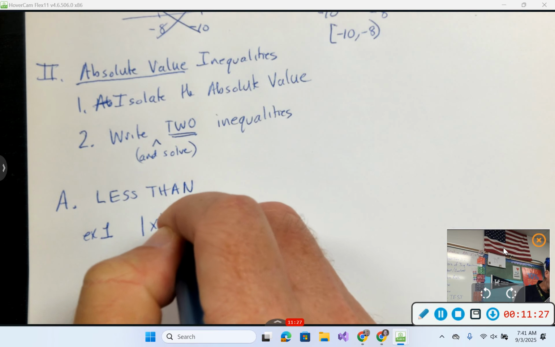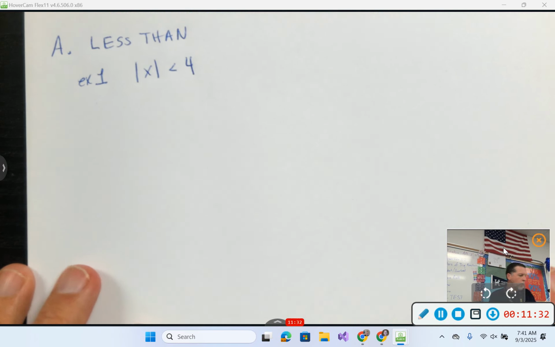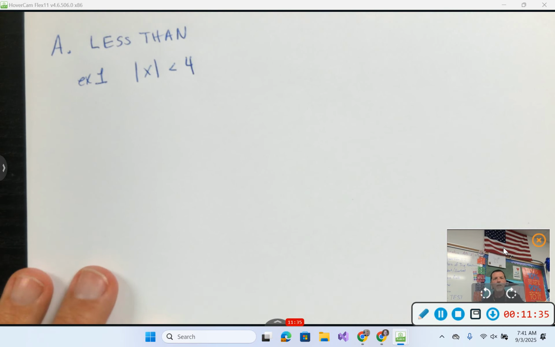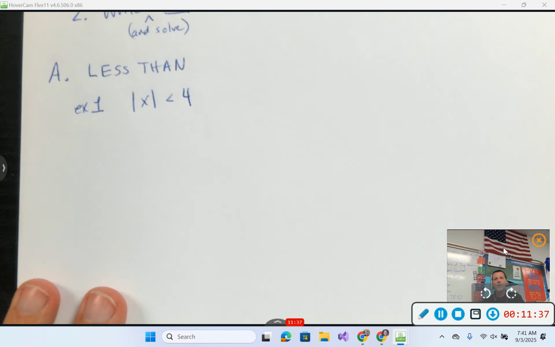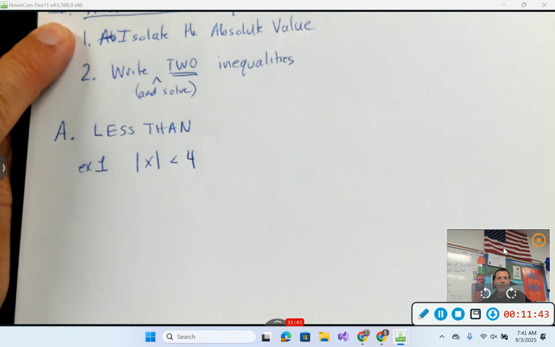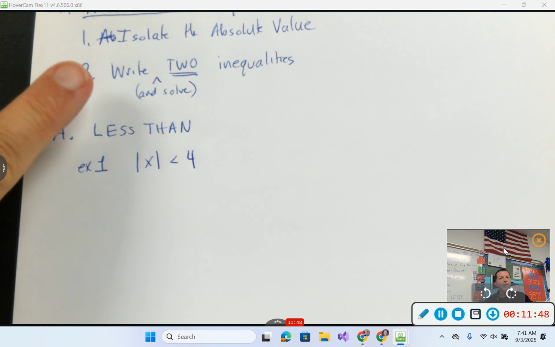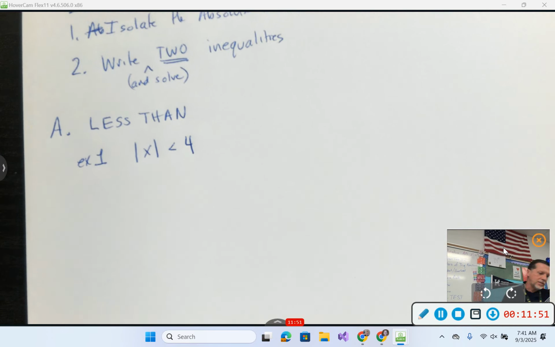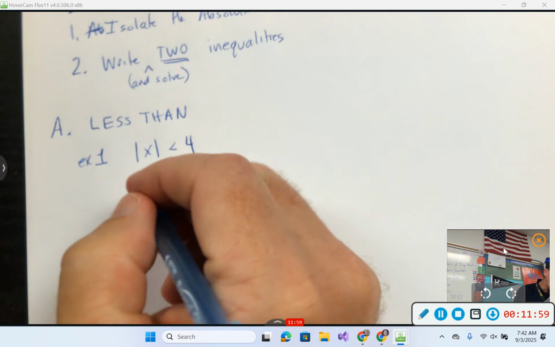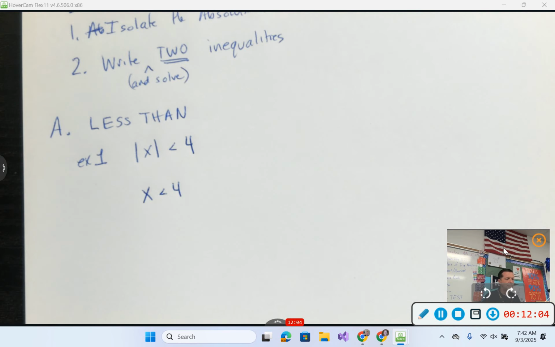Let's do as simple a one as we can get here. Absolute value of x is less than 4. Might be hard to write one simpler than that. Step 1, isolate the absolute value. Yeah, check, we did that. They gave us one that was already isolated, so we're good on that. Step 2, write 2 inequalities. Okay, well, just like the first equation was just drop the absolute value bars and don't do anything else, same thing here. Our first inequality is just drop the absolute value bars. Don't worry about anything else.